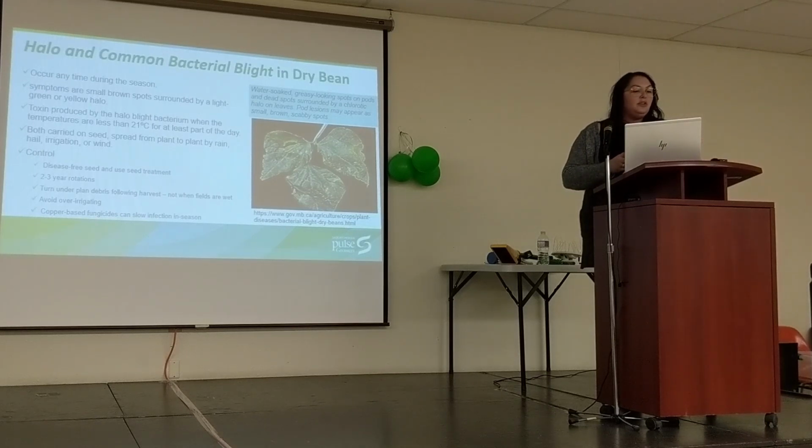Both of these pathogens are carried on seed and will spread from plant to plant by rain, hail, irrigation, or wind. So if we have bacterial blight present in our dry beans under irrigation production, any type of flowing water or splash will progress that disease throughout your field, and this will set in very rapidly. Once you start seeing symptoms, a few days later you can lose the whole crop, and we see that more commonly in irrigated production rather than dryland production.